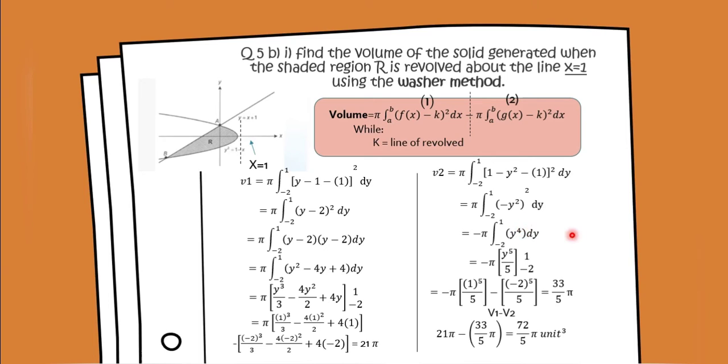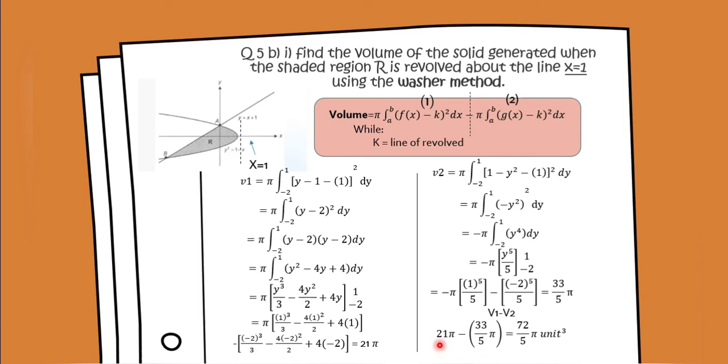Okay, and then what you need to do is just integrate this equation, and you will get y to the power of 5 over 5. Okay, next step is just replace the values of b and a, which are 1 and negative 2, into this equation, and you will get the value of the second category is 33 over 5 pi. Okay, according to the formula, the first category will minus the second category.